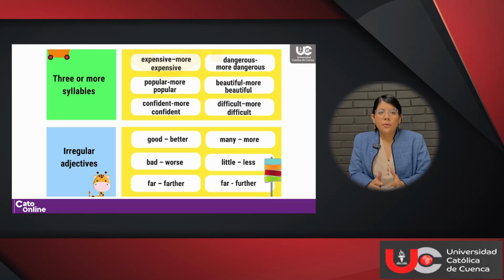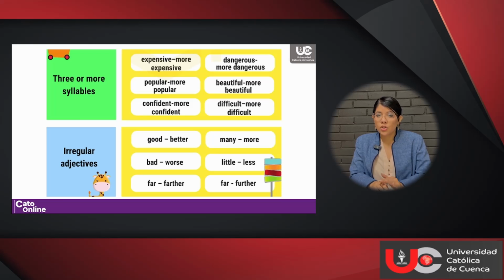However, when we have words with three or more syllables, like expensive, popular, confident, dangerous, beautiful, or difficult, these words are always going to use more before the adjective. In that case, we have expensive, more expensive, popular, more popular, confident, more confident, dangerous, more dangerous, beautiful, more beautiful, difficult, more difficult.